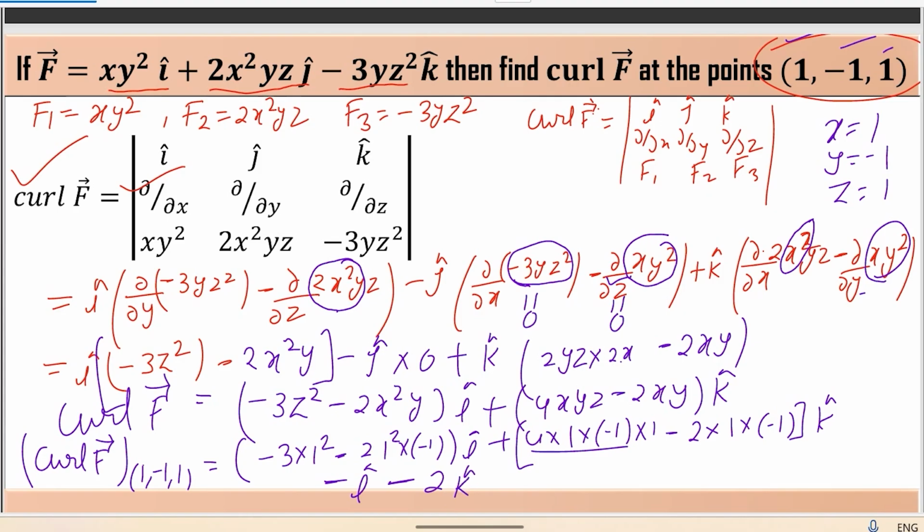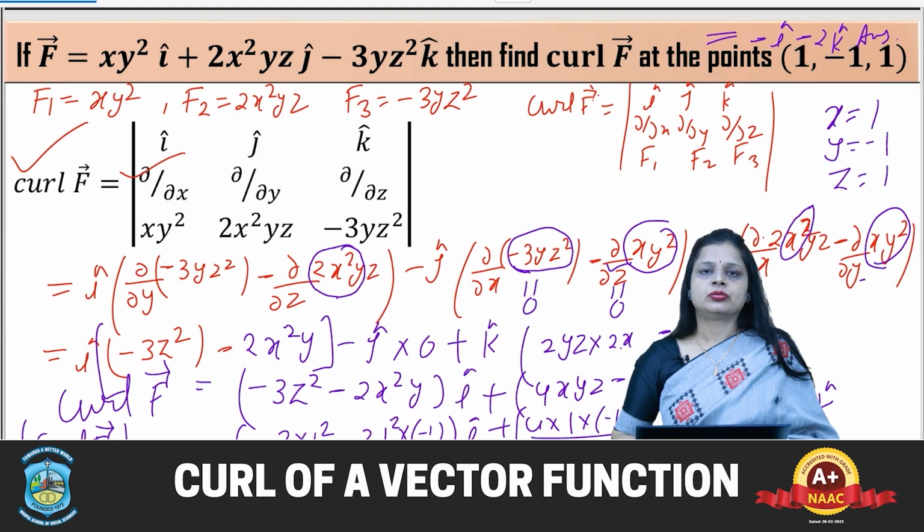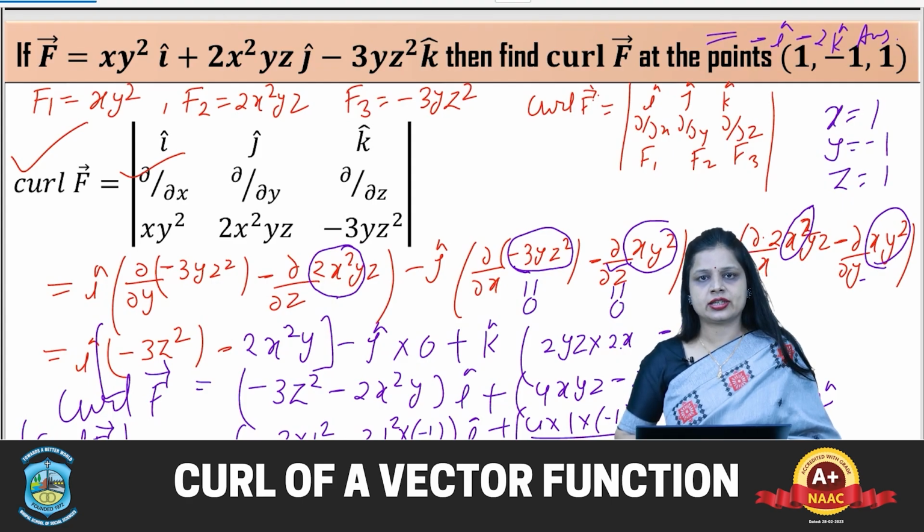That means if the function f is x y square i cap, 2 x square y z j cap and minus 3 y z square k cap, the value of curl at the point 1, minus 1 and 1 is given by minus of i cap minus 2 k cap. For better understanding of this topic, you may solve some more examples to determine curl of a vector function.